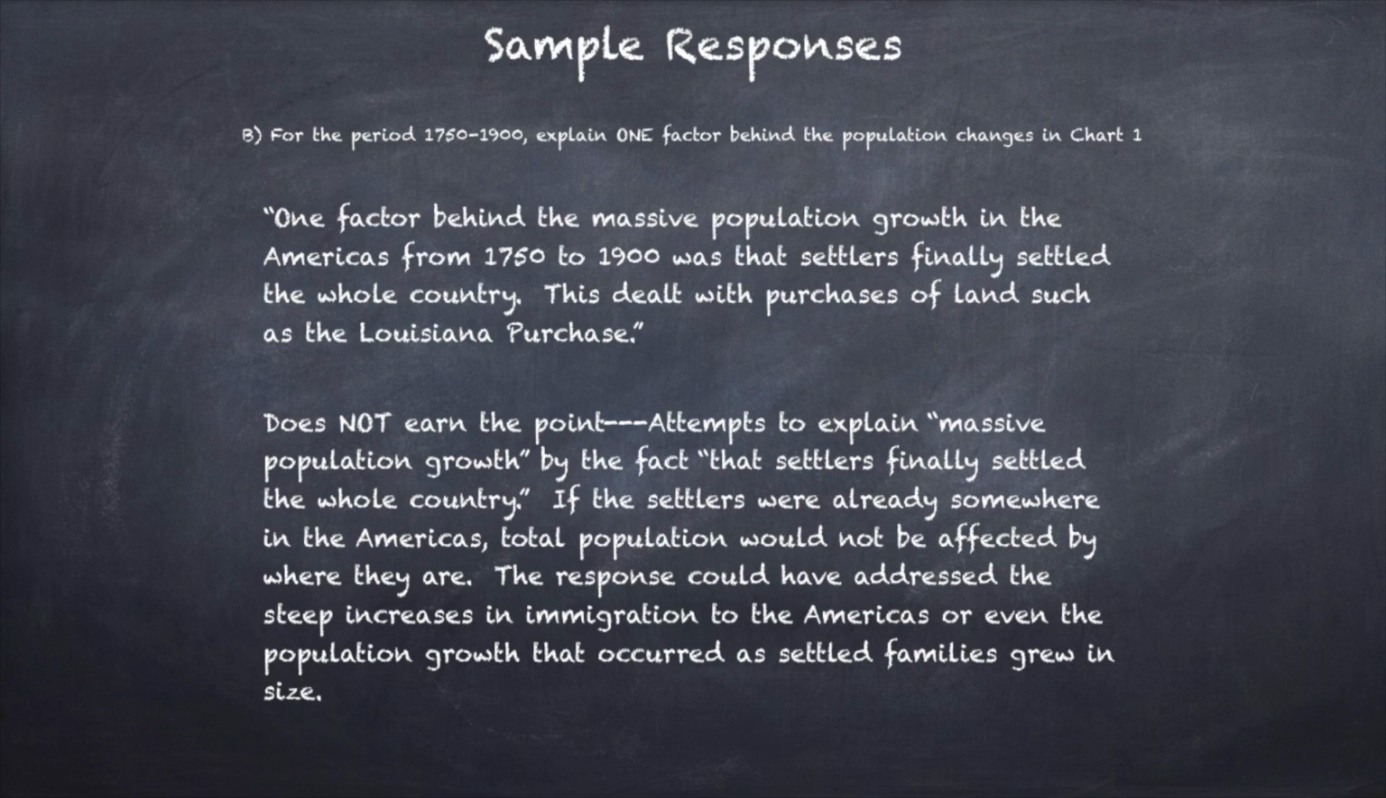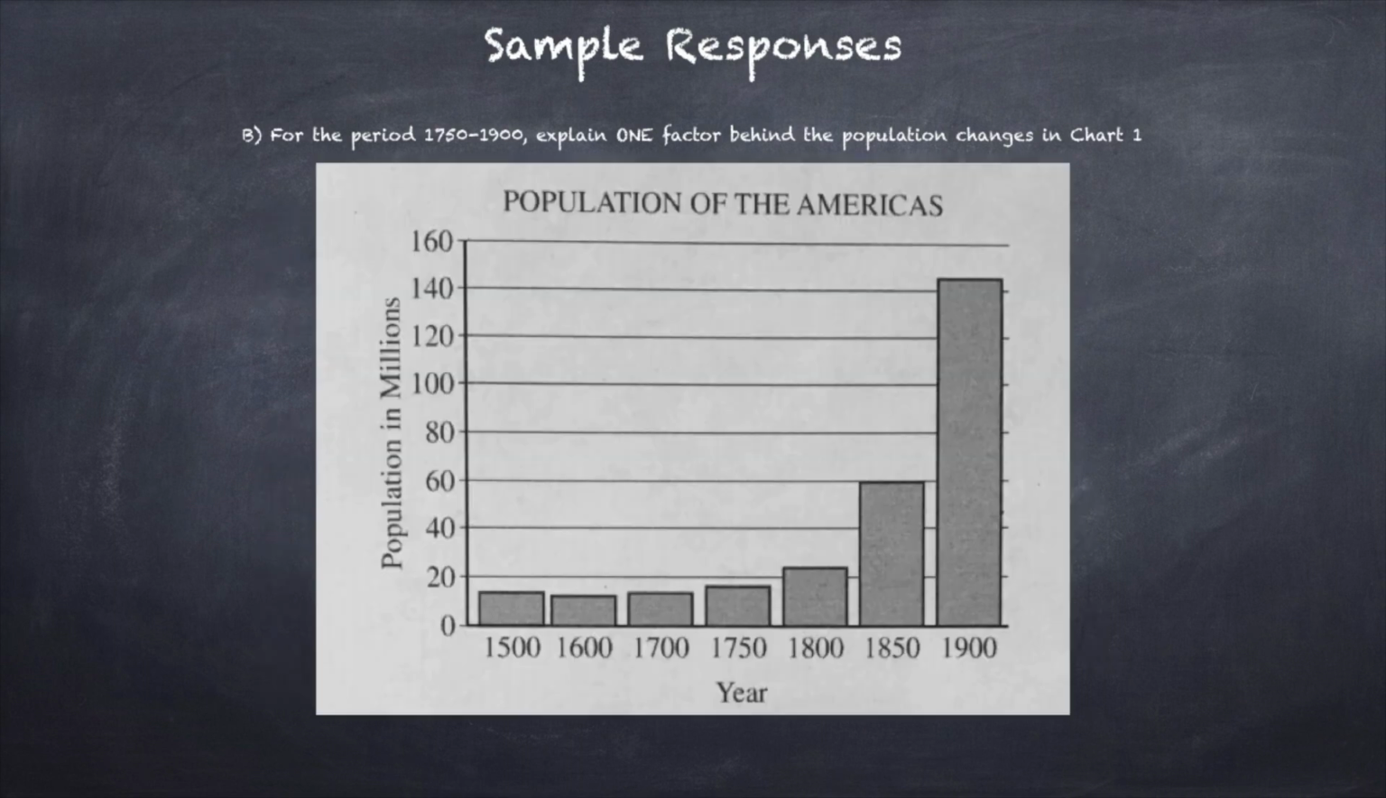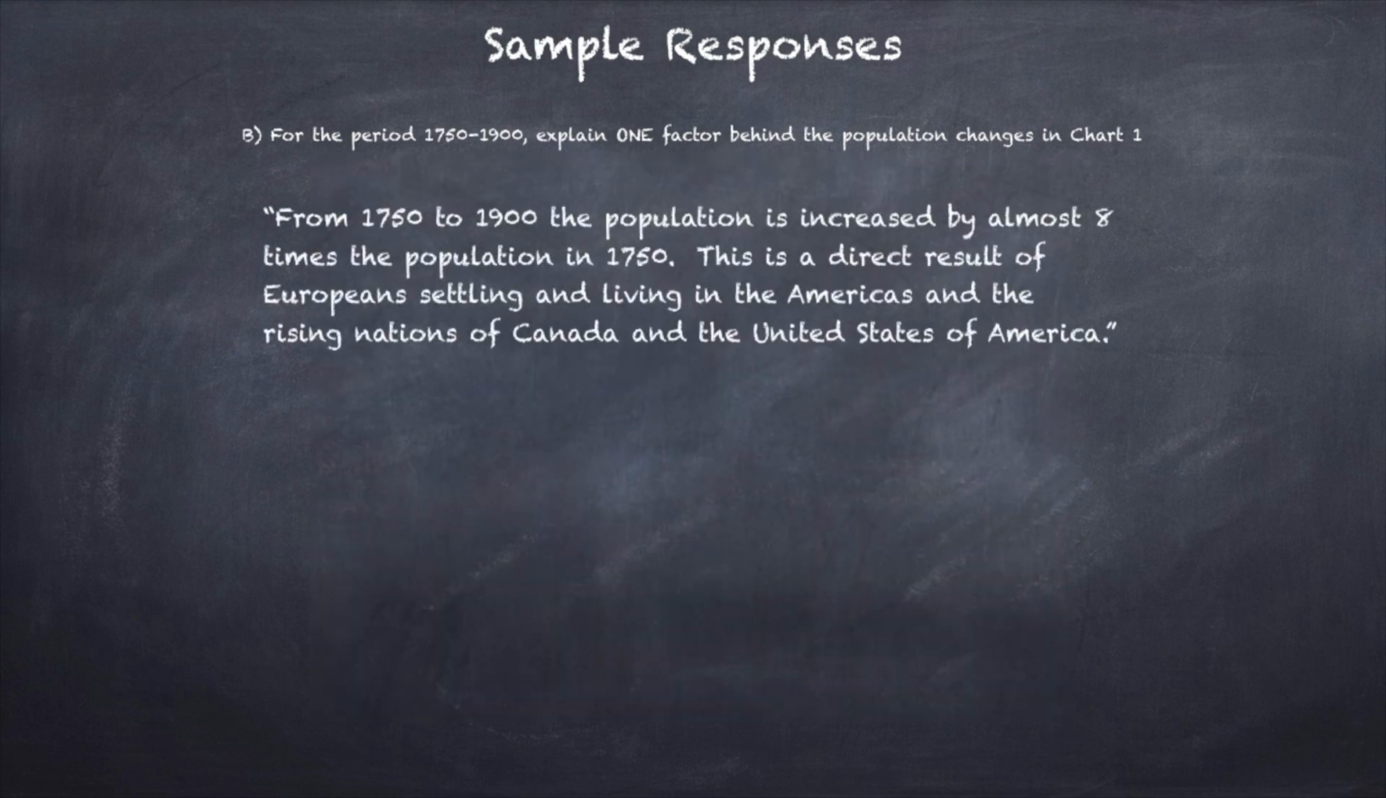If you want to pause that and read the scoring guide there, you can. We're going to go into the next question. This is for B as well, the same question, period 1750 to 1900, and here's the student response.